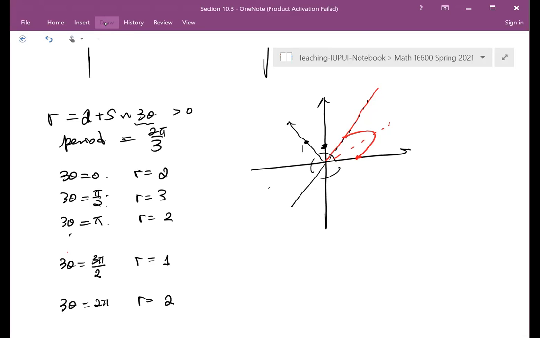So we draw the picture. This is one section. All you have to do is draw the picture so that it's periodic, right? So the period is 2 pi over 3. When theta ranges from 0 to 2 pi over 3, drawing that piece is enough. Then it's repeated. So how can I draw the same picture?